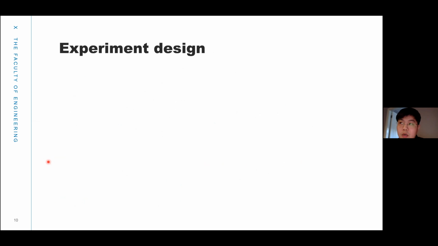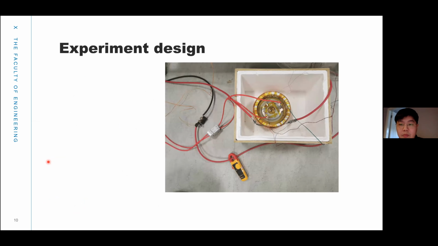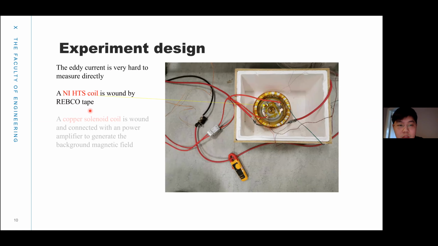And how do we validate this model in the experiment? We have wound an NI HTS coil using a Roebel tape from SuNAM. The other copper solenoid coil is wound and connected to a power amplifier to generate the background magnetic field.